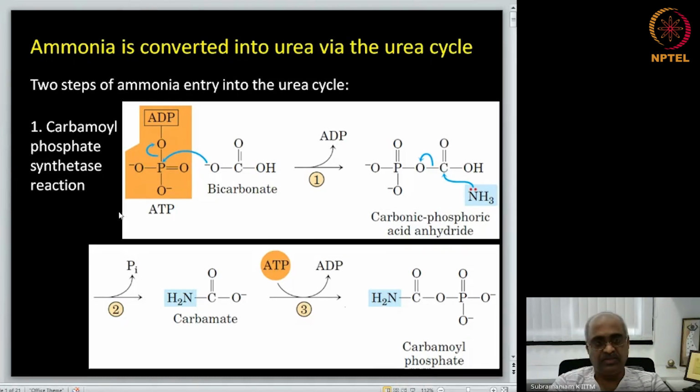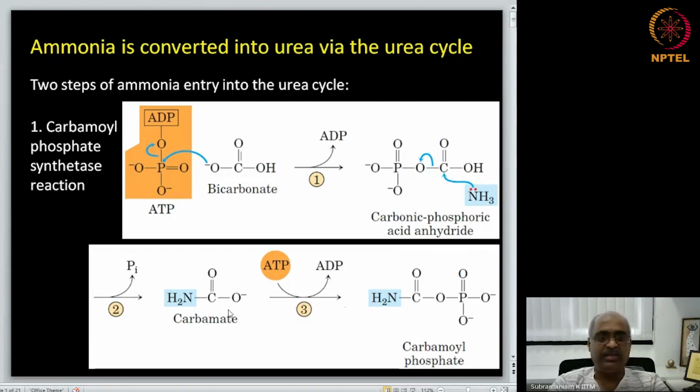The first one is the formation of this molecule called carbamate, carbamic acid. This requires an activation of bicarbonate in the form of carbonic phosphoric acid anhydride. Bicarbonate is part of the buffer system and therefore it is abundant in our body. It is first phosphorylated by hydrolysis of an ATP, and this phosphorylated version is then hydrolyzed, releasing the inorganic phosphate, and then you have the carbamic acid.